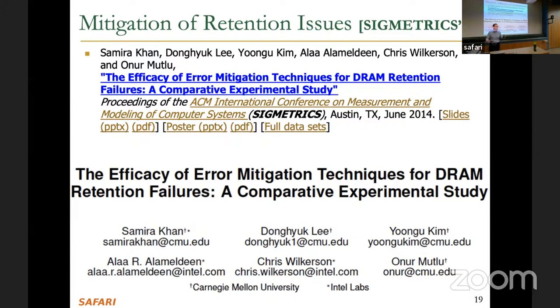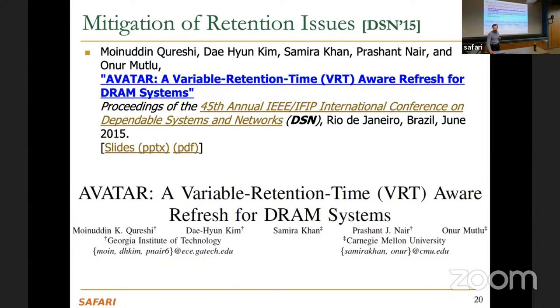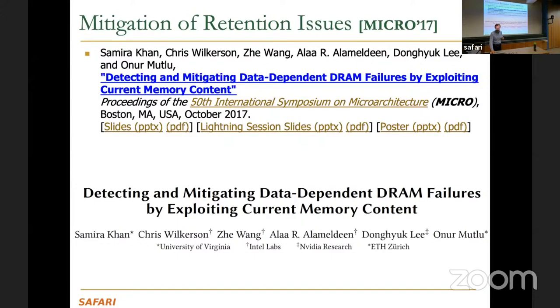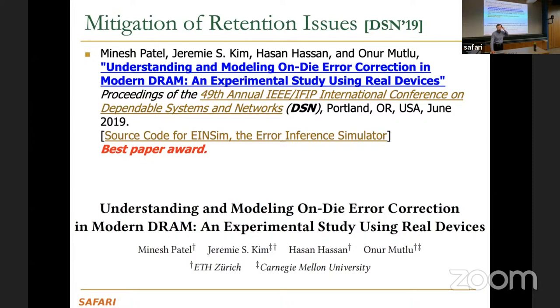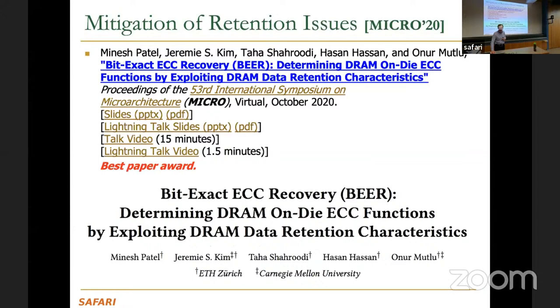And you can actually enable a lot of other studies, as you can see. So this study we're going to talk about also enables you to design a DRAM system that can tolerate these variable retention time failures. And there are many, many other interesting things. And this keeps going on. And more recently, we've been studying the on-die error correction that's implemented by the DRAM manufacturers and how it affects retention times, etc. And you can see some of these studies.